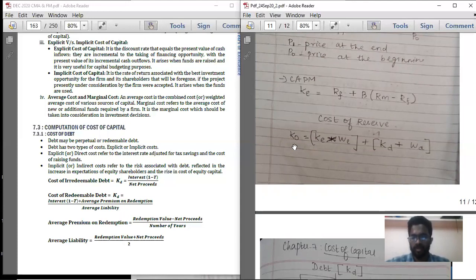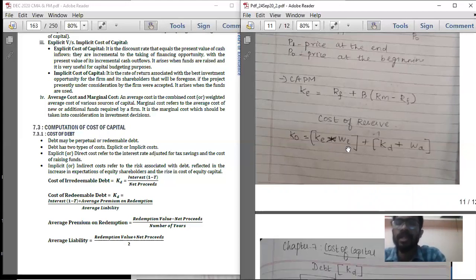KO is equal to, within bracket, KE into WE, which means cost of equity into weight of equity, within bracket, KE into WE plus within bracket KD into WD. Close the bracket. KE means cost of equity. WE means weight of equity. So what is the cost of equity and what is the weight of equity of your overall capital?